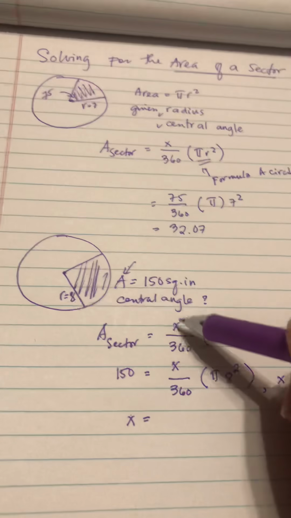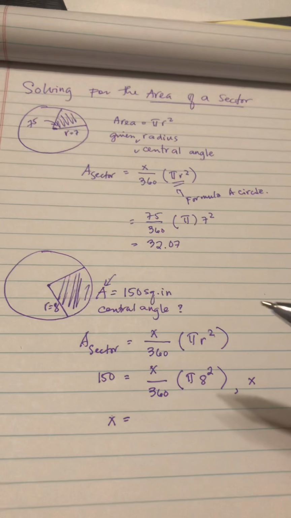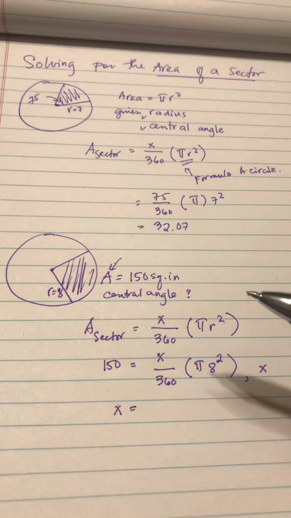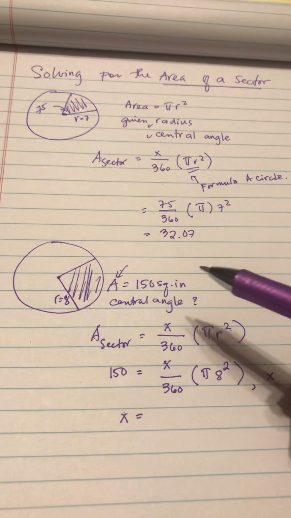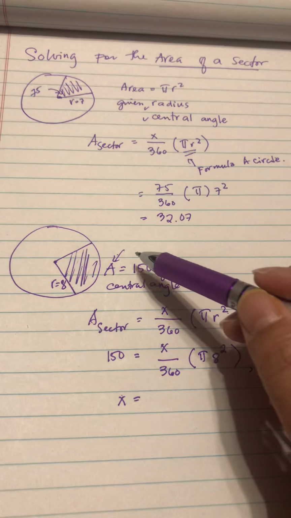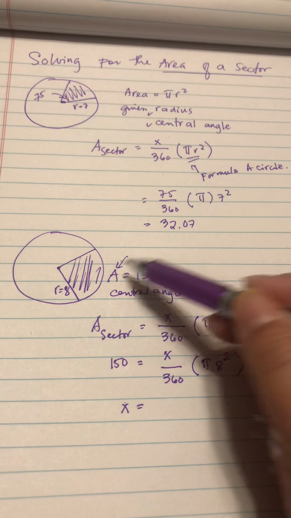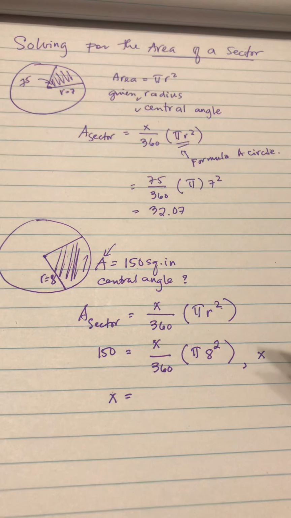Okay, another situation will be for you to solve for the missing angle or the radius. Either way, you will have to look for keywords so you can decide on what kind of equation you'll be using. So for this one, you're given the area and radius, and you're looking for the central angle.